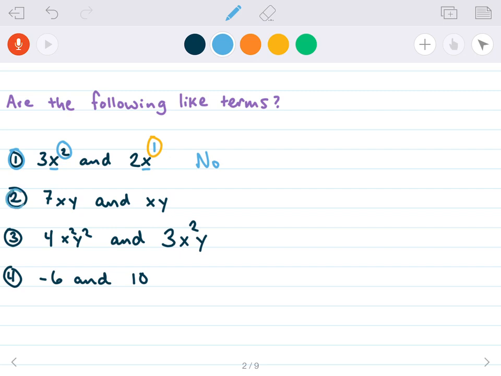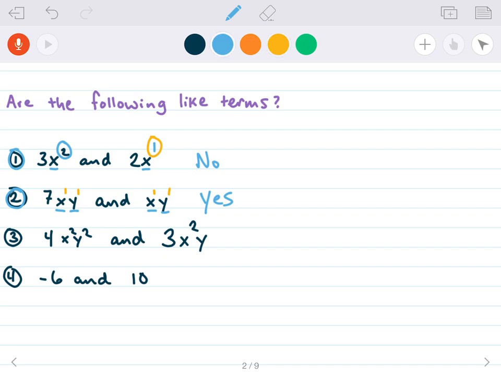What about 7xy and xy? Well, yes, these are like terms because they have the exact same variables. They have x and they have y attached. And the exponents on these variables are 1 in every case. We have 1, 1, 1, and 1. So yes, these are like terms.